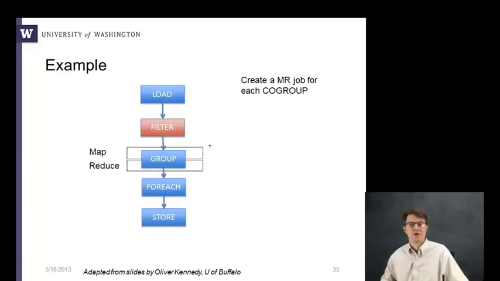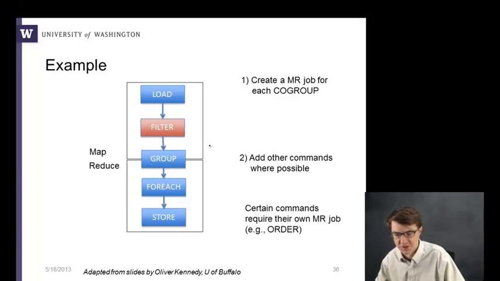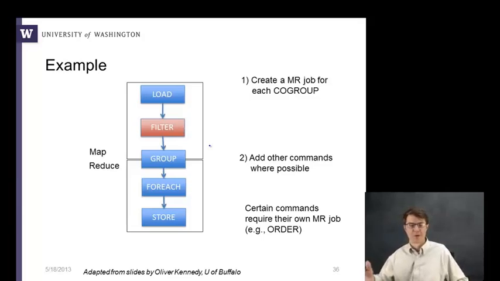Fine. So we're not done. We now have to map this abstract execution plan down into a sequence of MapReduce jobs. And so the way it does this is it first identifies all the group and cogroup operators in the plan and assigns an individual MapReduce job to each one of those operators. And then incrementally what it's going to try to do is walk forward and backward and put as much work as it can into the same MapReduce job.